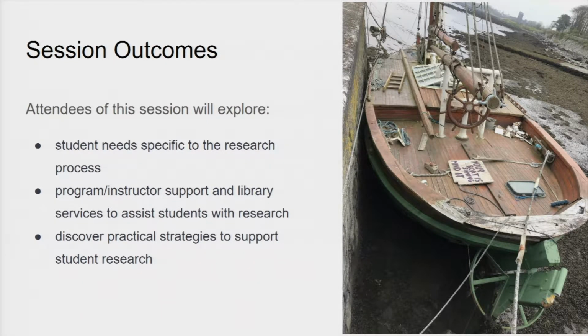So some of the outcomes that we'll explore in this session, we're going to take a look at what some student needs are that are specific to the research process. We'll also take a look at program and instructor support, as well as library services and support to assist students here with their research. And then we'll also take a look at some practical strategies of things we can take away when we're working with students, strategies that we can use to support them throughout the research and learning process.